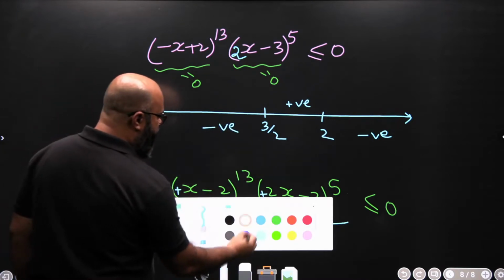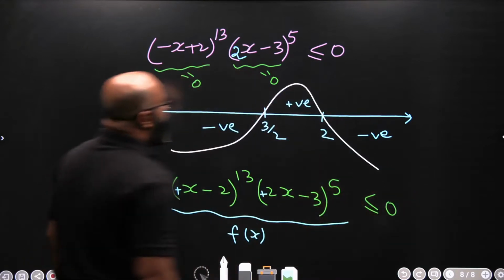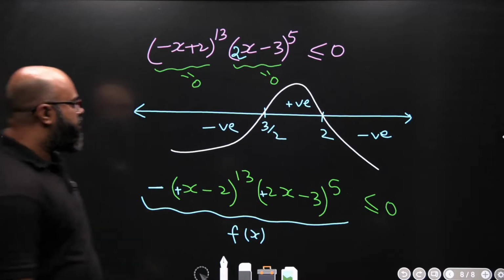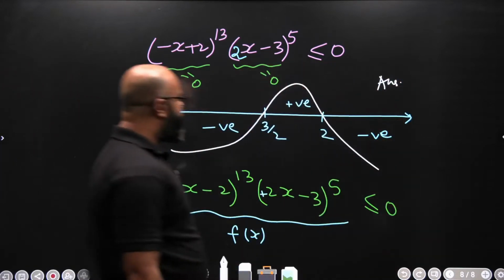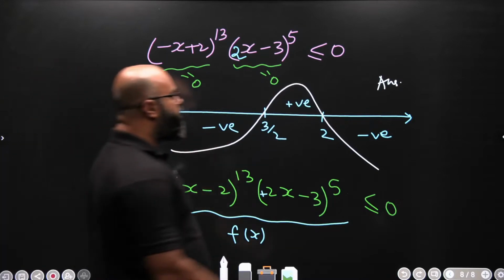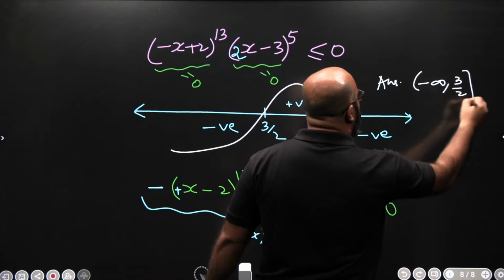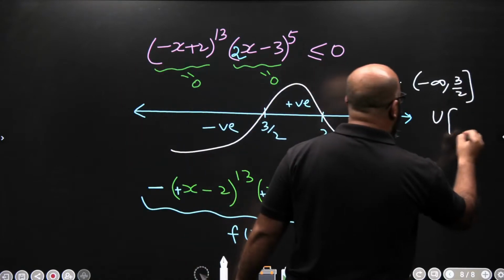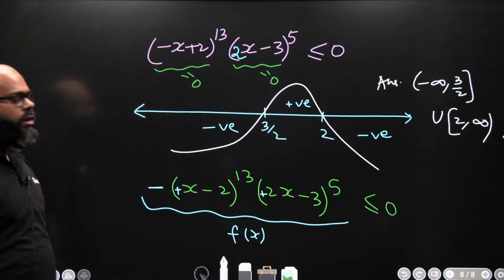So what will happen here? The sign scheme would be something like this. So this is how we can draw this curve. Now we can solve the question to get the answer. It is less than or equal to 0. Where is it less than or equal to 0? Minus infinity to 3/2, union 2 to infinity. So this is how we can do this question.